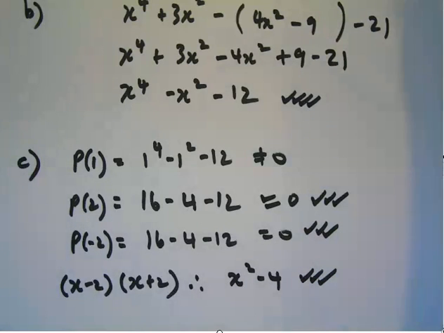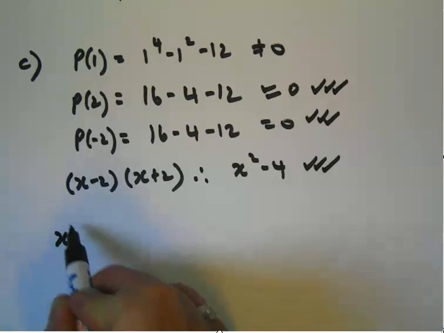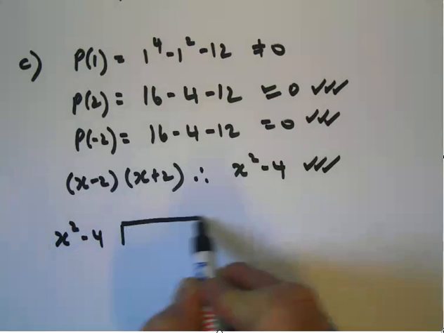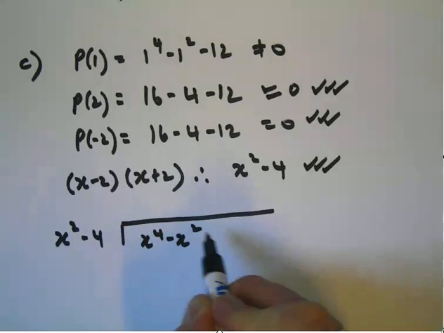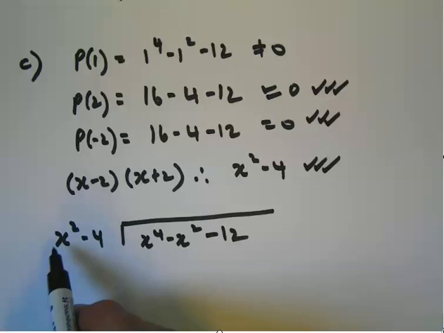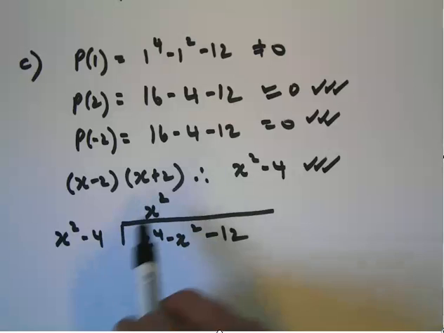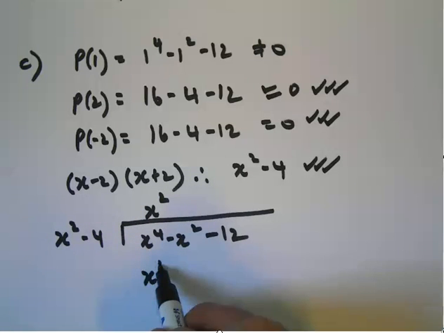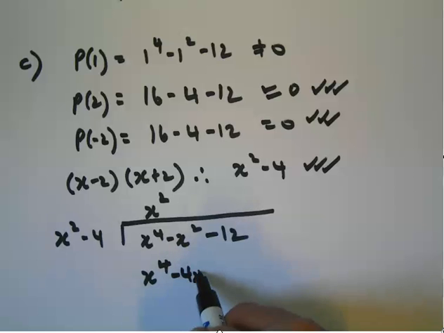I need to fully factorise these. So I'm going to have x squared minus 4 divided into x to the 4 minus x squared minus 12. x squared goes into x to the 4, x squared times. x squared times x squared is x to the power of 4. x squared times minus 4 is minus 4x squared.